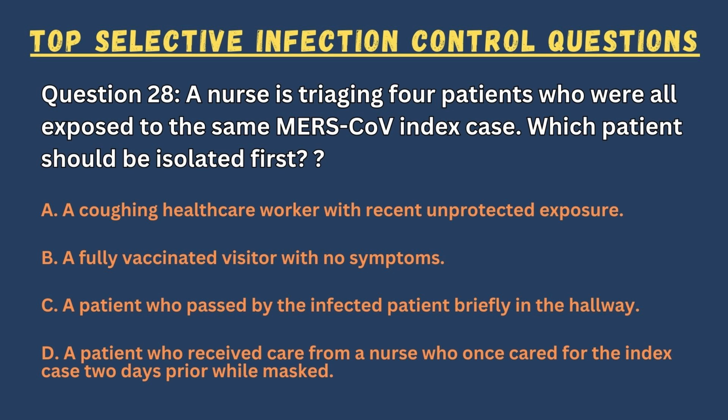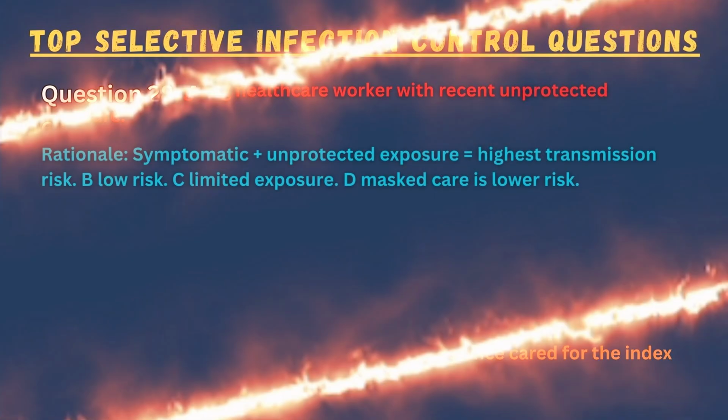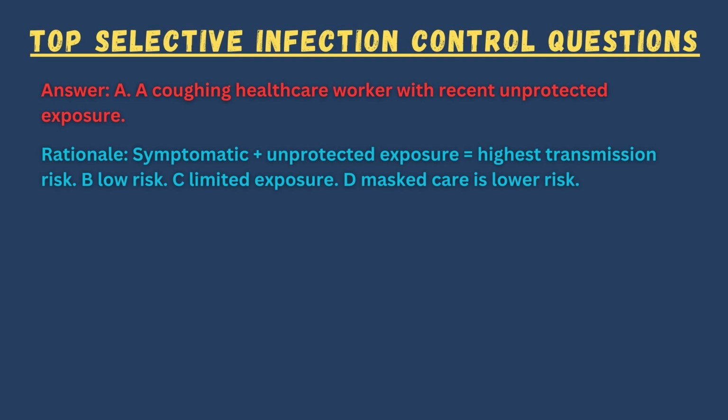Question 28. A nurse is triaging 4 patients who are all exposed to the same MERS-CoV index case. Which patient should be isolated first? A. A coughing healthcare worker with recent unprotected exposure. B. A fully vaccinated visitor with no symptoms. C. A patient who passed by the infected patient briefly in the hallway. D. A patient who received care from a nurse who once cared for the index case 2 days prior while masked. Answer. A. Coughing healthcare worker with recent unprotected exposure.